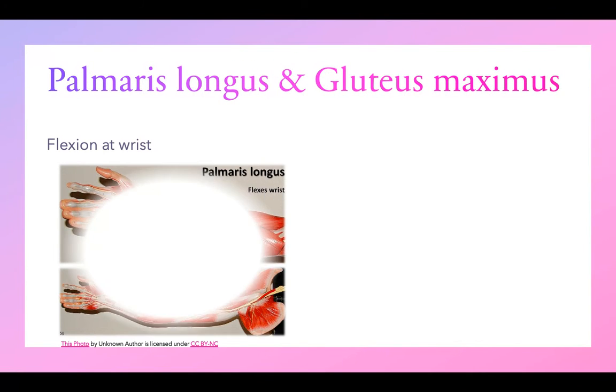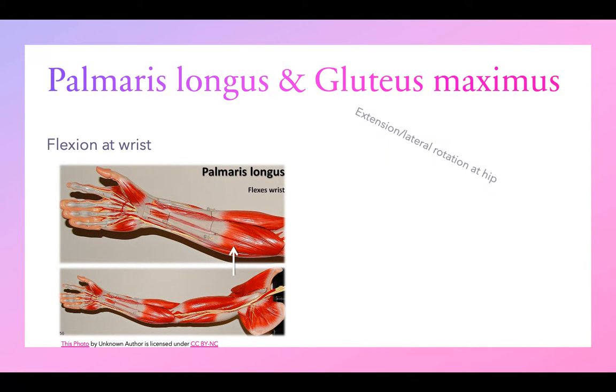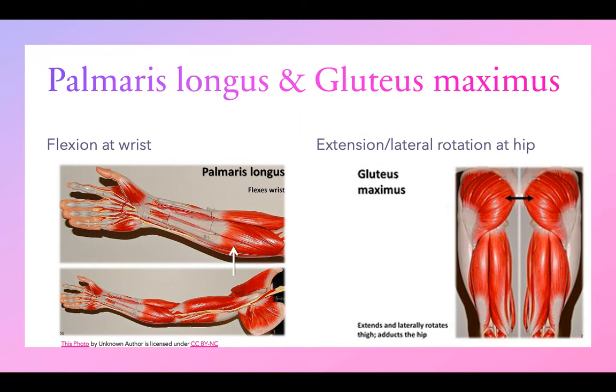Okay, moving along is the palmaris longus, which is the flexion at the wrist. It's showing you exactly where that muscle is located, which flexes the wrist when we want to move our wrist. The arrow is located on the picture to the left.